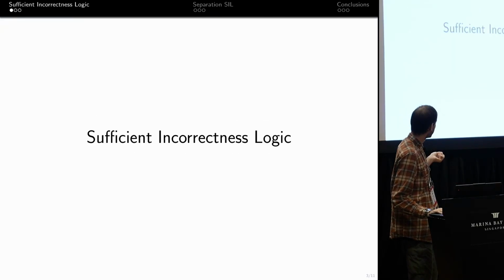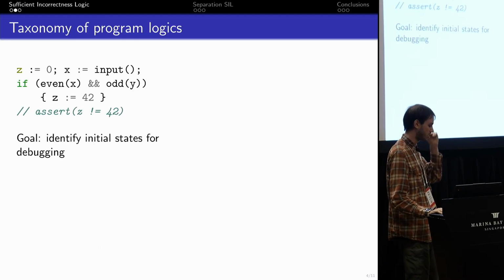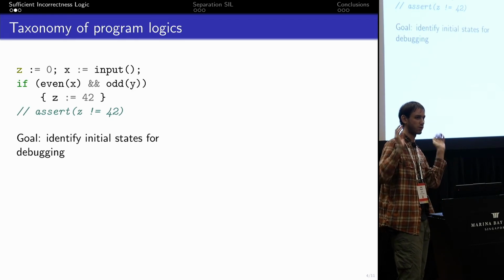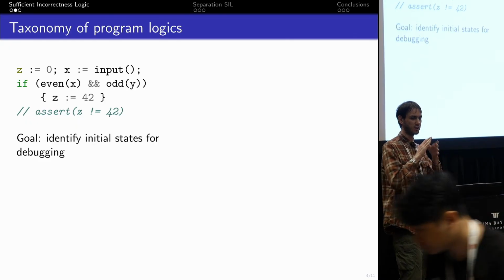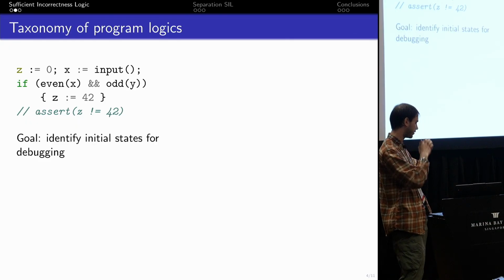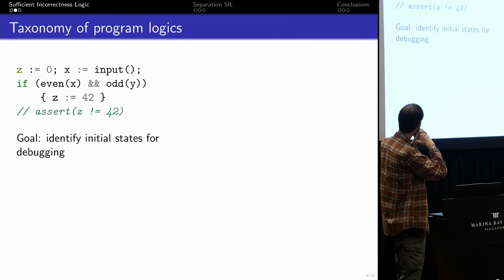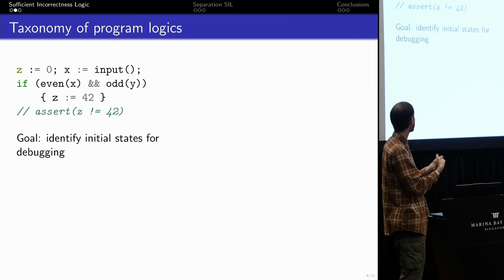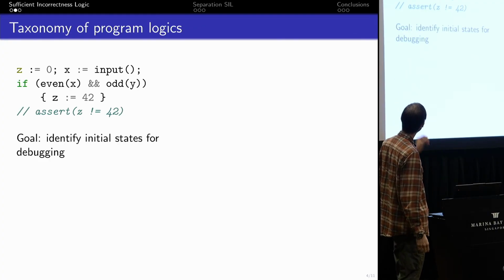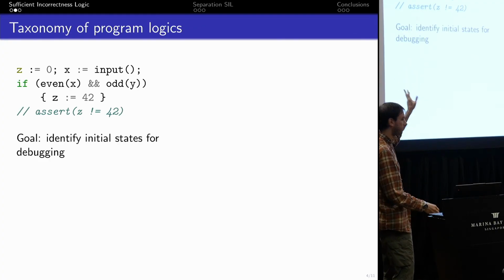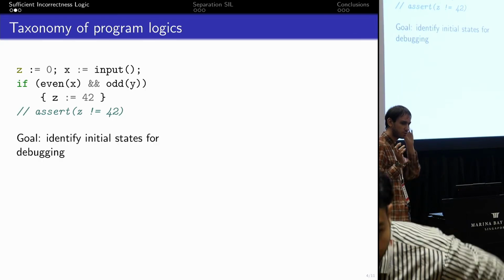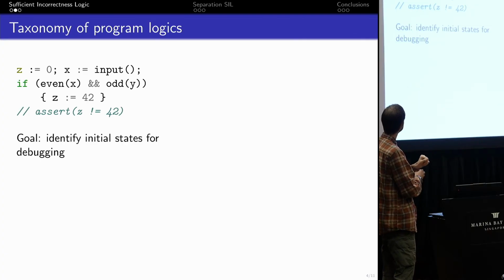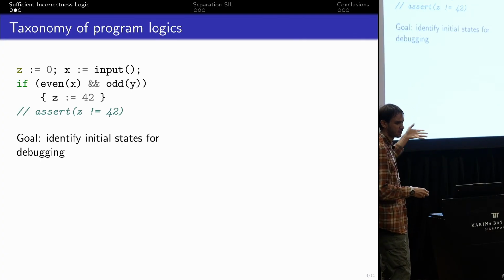So the first contribution, Sufficient Incorrectness Logic. There are a lot of program logics in the literature that are very good at some specific tasks, but we started with this question: identifying initial states that are useful for debugging. So consider this simple program where y is some variable that comes from the environment somewhere in the program before that. Here we get some x from the user, so an input. And depending on some condition on x and y, we set z to 42, that is the error.